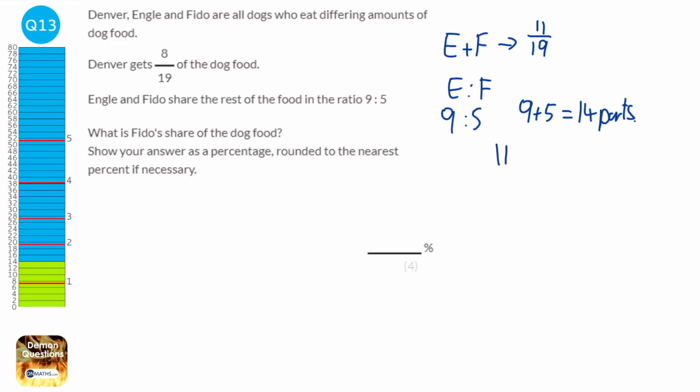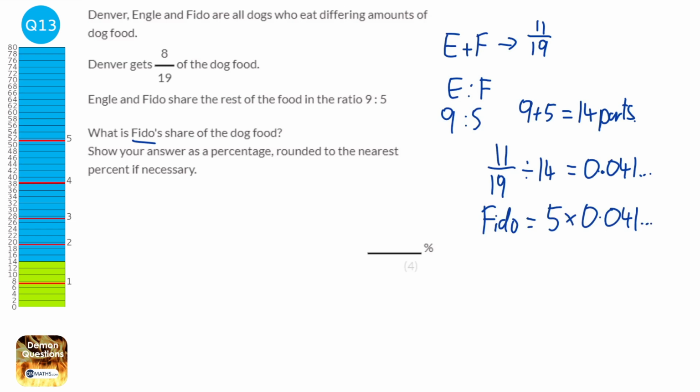So what I'm going to do is find out what fraction one of those parts is worth by dividing 11 over 19 by 14. So each part is worth, and I'm just going to keep this in my calculator, 0.041 and so on. And we're asked to find Fido's share. Well, Fido has 5 parts, each of them worth 0.041 and so on. I've kept it in my calculator to keep the accuracy.